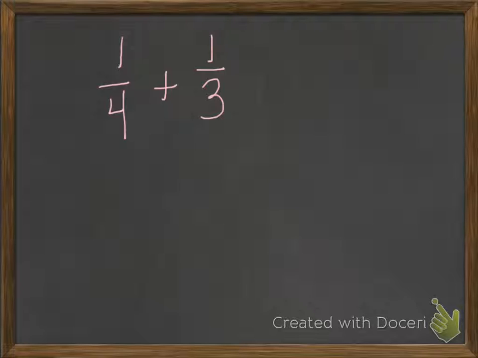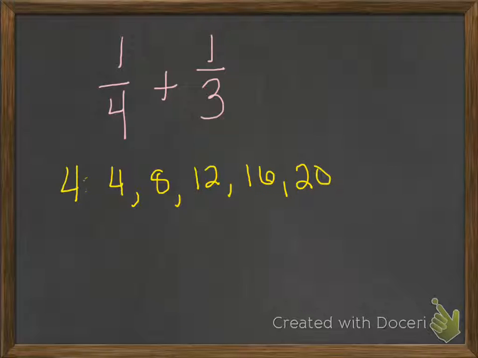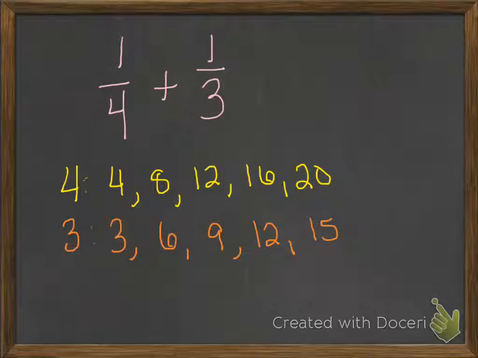So let's start by listing our multiples of 4. 4, 8, 12, 16, and 20. And then our multiples of 3, 3, 6, 9, 12, and 15. Sometimes you have to go much further than that, but it looks like we found a match. Our least common multiple is going to be 12.